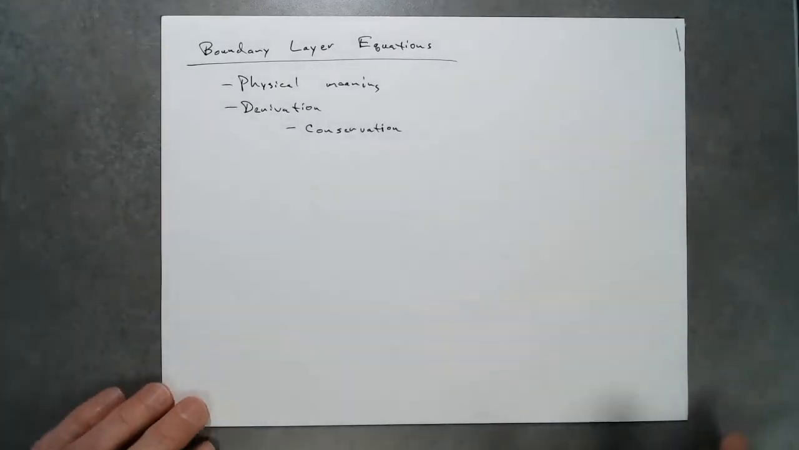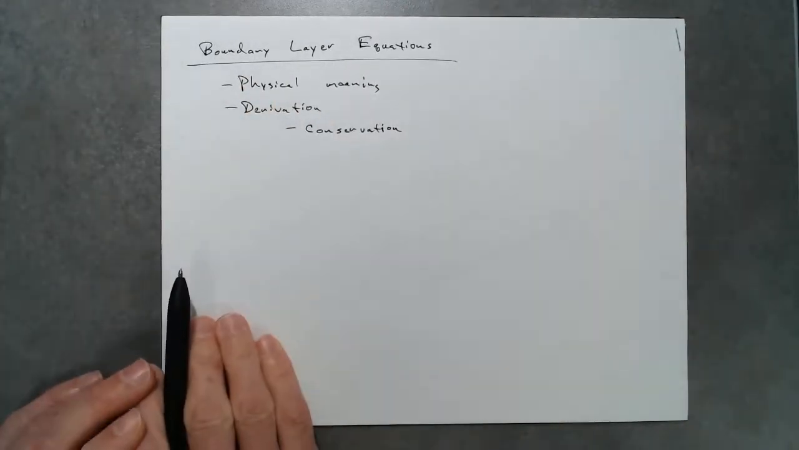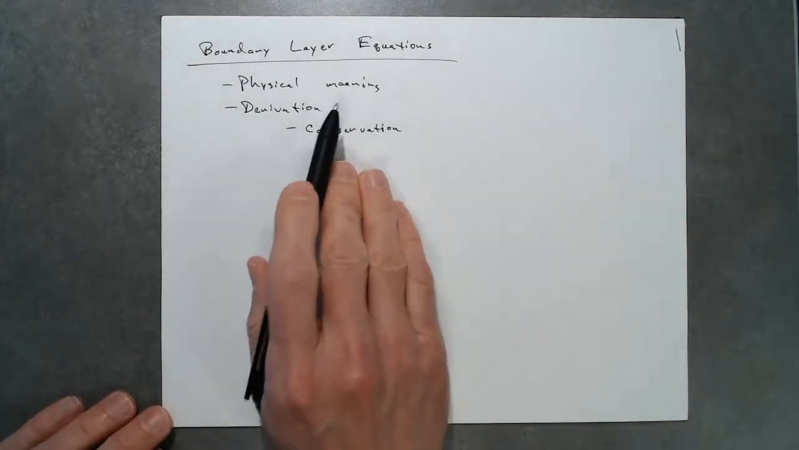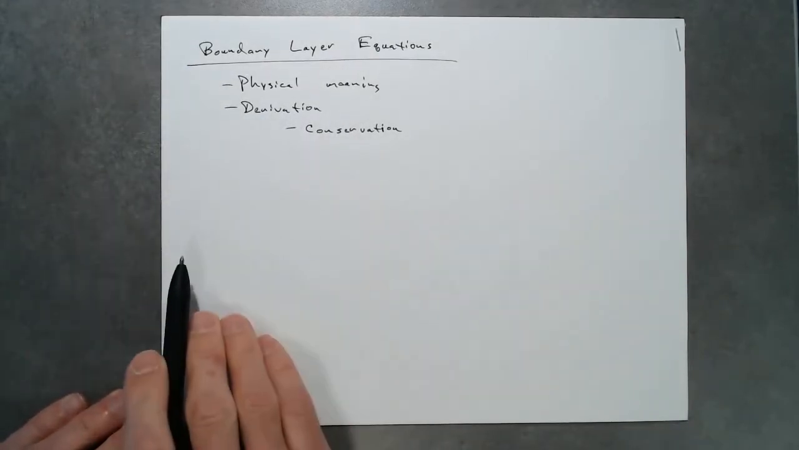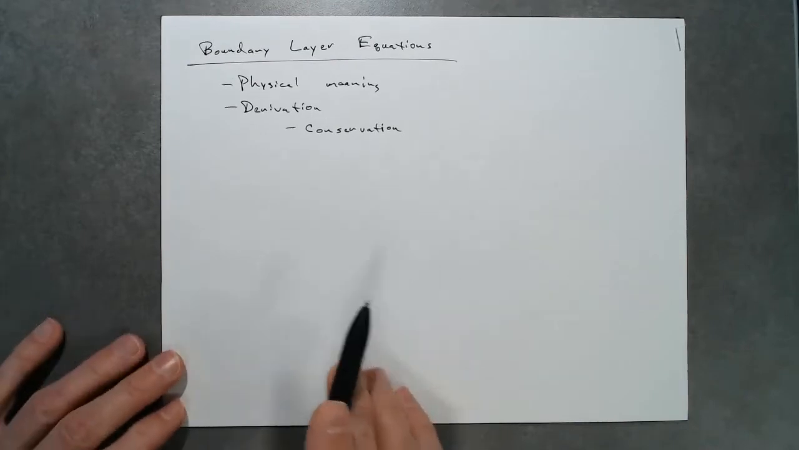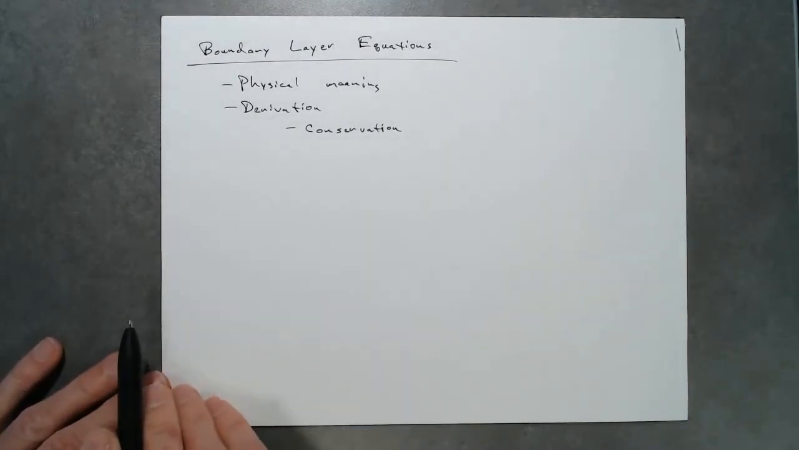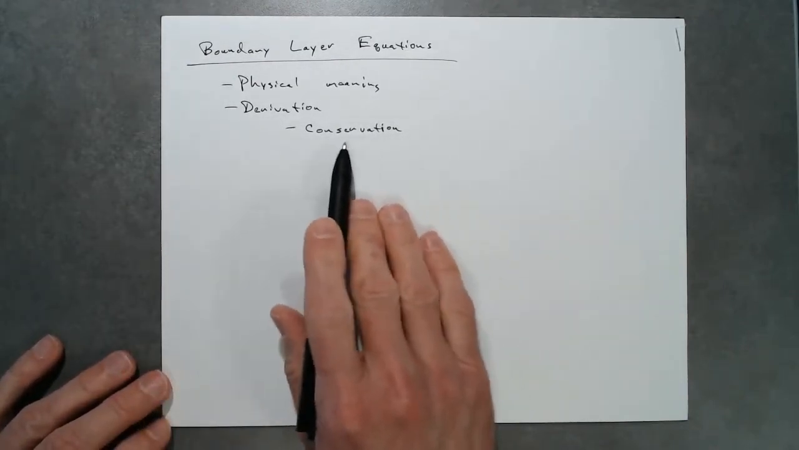This posting considers the boundary layer equations in more detail. Specifically, we're going to look at the physical meaning of them and a brief derivation. And we'll find out that the boundary layer equations, like the heat equation before, are really a form of conservation equation.